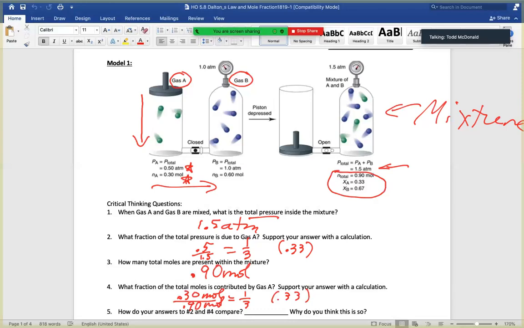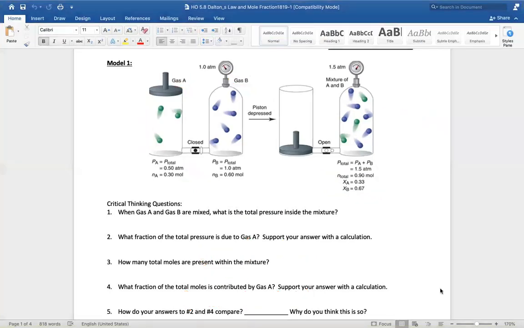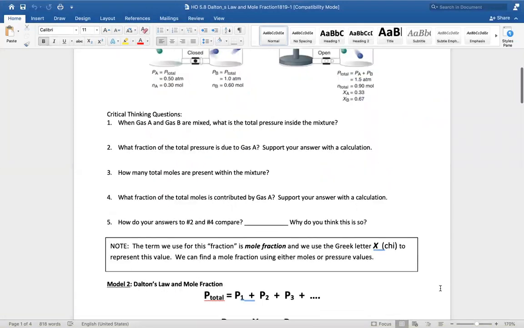How do answers 2 and 4 compare? They're the same. Why do you think that is? What's causing the pressure? It's all about the particles. Since a third of the particles in our mixture are gas A, it makes sense that a third of the pressure comes from the collisions of those gas A particles with the container. If the portion of particles is a third, then the pressure portion is also a third. And that is where we get into the beginning of our handout.